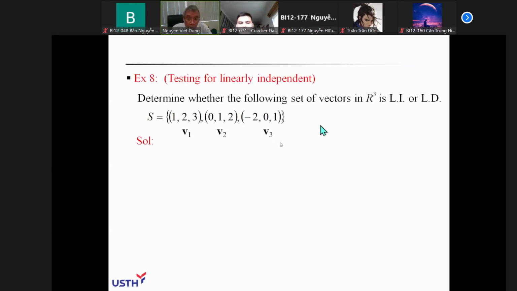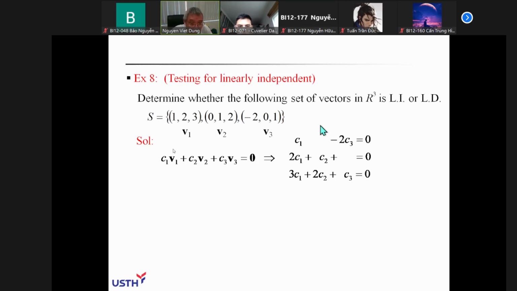Now, suppose that you are given three vectors v1, v2, v3 like that. They are three vectors inside R3, and you are required to decide if they are linearly independent or linearly dependent. So in order to do that, we look at the definition, which means we look at the equation like that one. And we substitute v1, v2, v3 into here. You get the homogeneous system of linear equations like that.